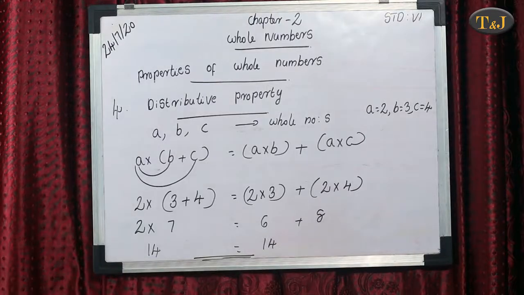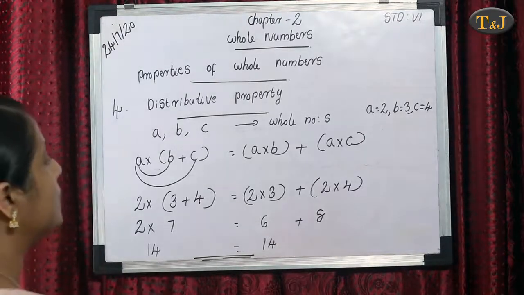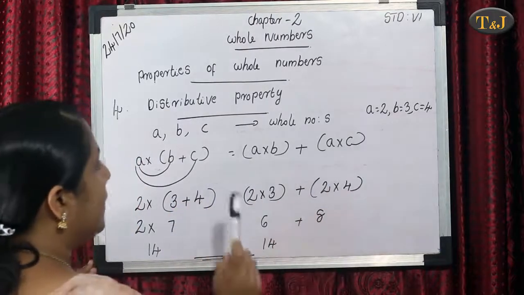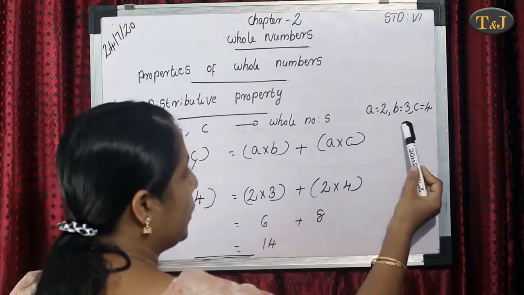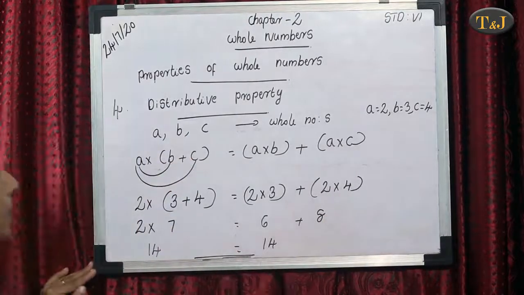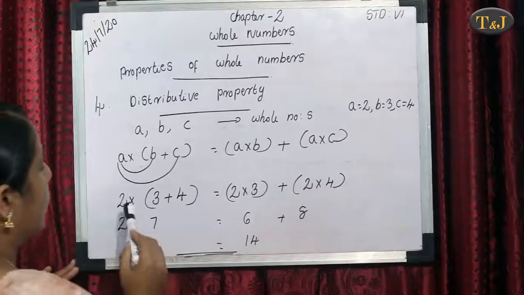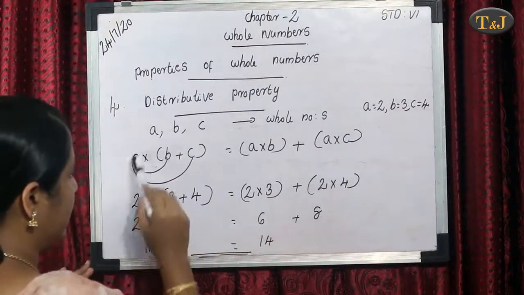Then distributive property says that A, B, C are three whole numbers. Then A cross B plus C equals A cross B plus A cross C. Taking some examples, considering the number A equals 2, B equals 3 and C equals 4, we have to just substitute these values into this property. So A equals 2, B equals 3 and C equals 4. So we have to just substitute these places.